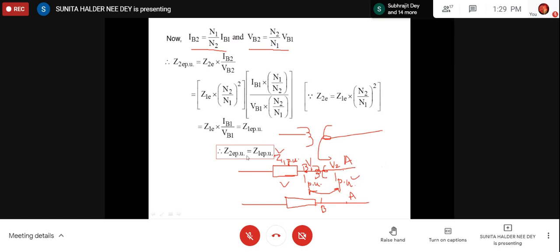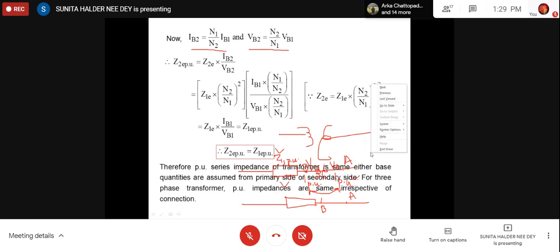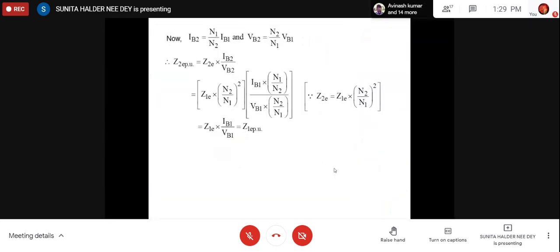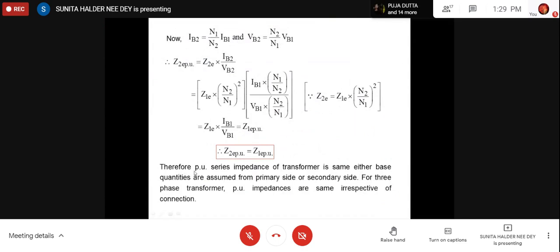So these are same. This question comes in examination. Prove that in per unit, impedance for a single phase transformer referred to primary or secondary will be same. So that is written here. Therefore, per unit series impedance of transformer is same, either base quantities are assumed from primary side or secondary side.